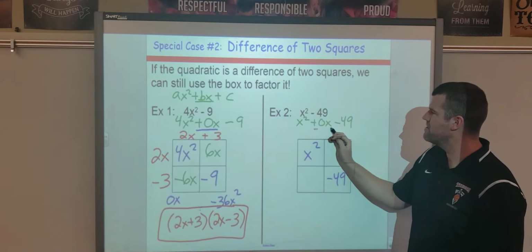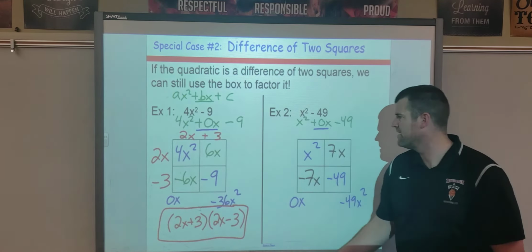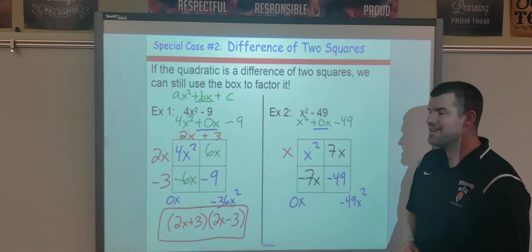0x. And then multiplication wise, they do need to multiply to negative 49x squared, which in order to multiply to 49 and add to 0, we take the square root of 49, which is 7. So we end up getting a positive 7x and a negative 7x. That will add to 0, but still multiply to the negative 49x squared. And then finally, take out our common factor, which for the top row is just the x.